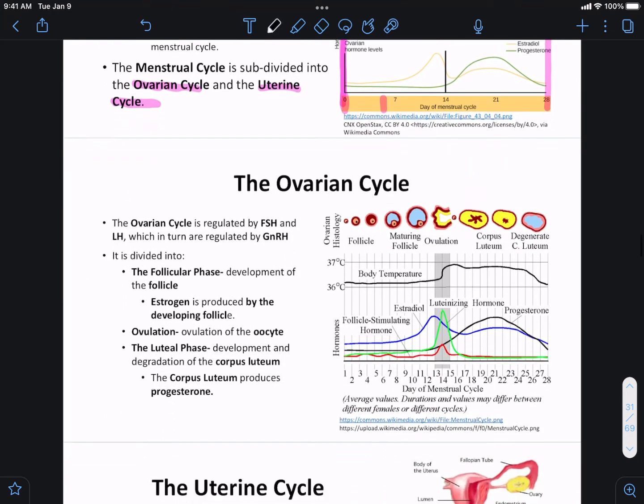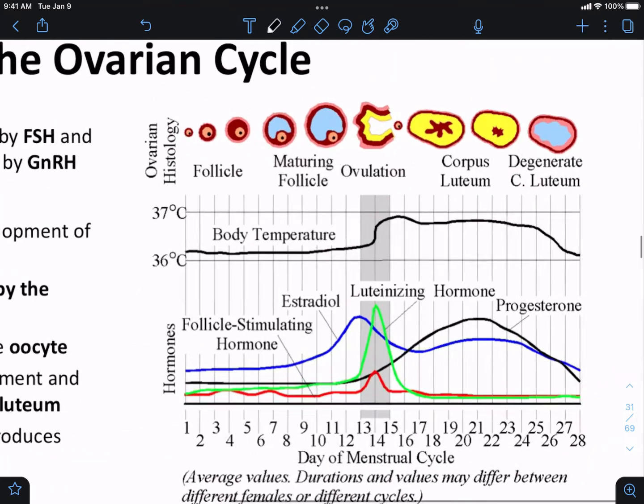Okay, if we look closer at the ovarian cycle, let me zoom in here. The x-axis is a little bit weird. Not how I would have designed it, but still the same. You can see day 1, which I would call day 0, through day 28 of the cycle here.